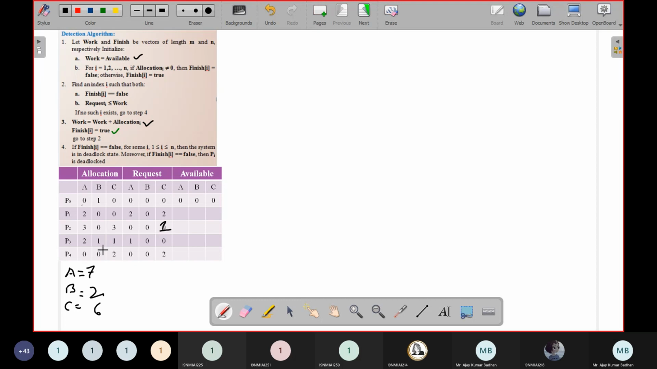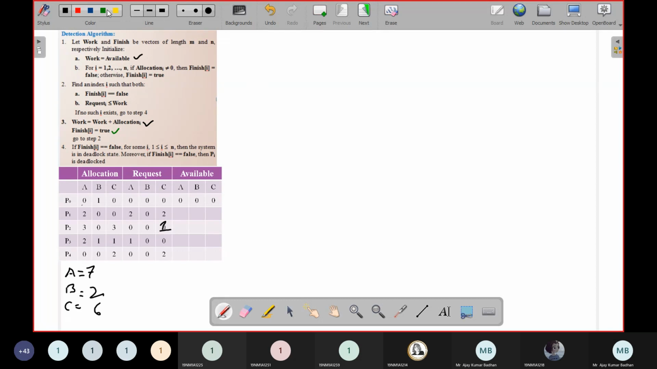After some time, what happened? This particular process requested one instance of resource type C. So the request matrix has been changed now. So here, what is the matrix? 0, 0, 1. Now we have to find out whether a deadlock exists, and if there is a deadlock, which processes are in a deadlock state. Same algorithm we are going to apply one more time.